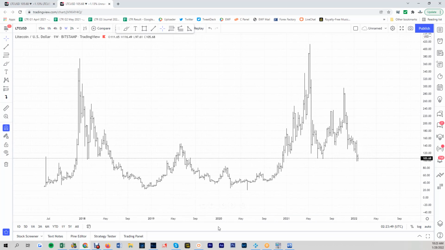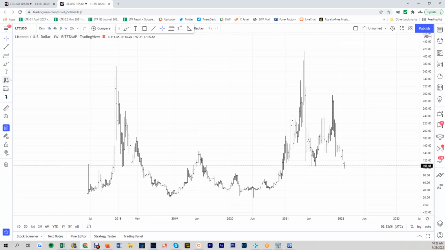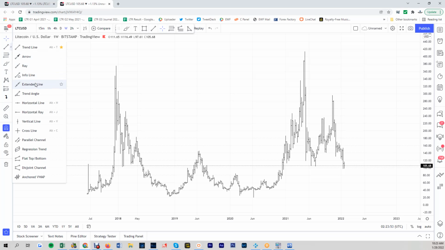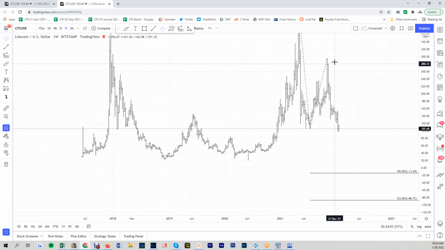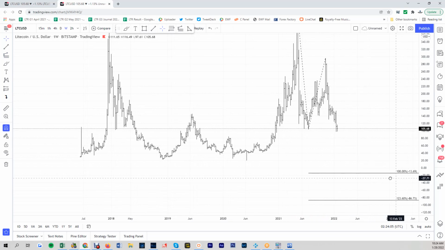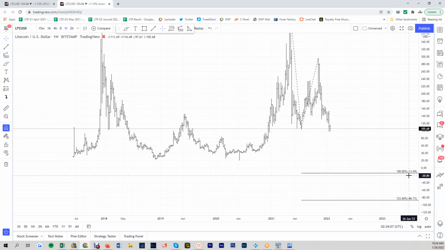100% is not possible, and the reason is, if I measure the 100%, from this peak to this low is your first leg, and then this is your second leg. So the 100%, the third leg, is going to be negative $13, which is not possible, right? It's not possible unless it goes to zero. But even if it goes to zero, it's not going to go to negative $13, right? So equal leg is definitely not a possibility.